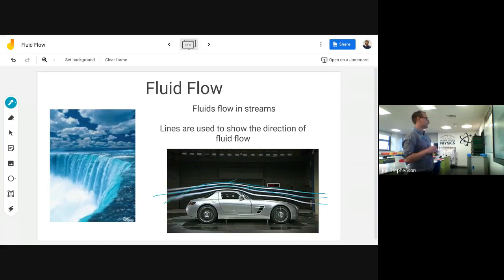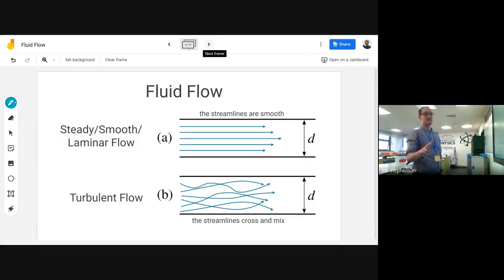Cool. So we can see these streamlines, and we should be comfortable with the idea. You can do the same here. So you've got the water flowing over this waterfall, and you can see that they're moving, generally speaking, in straight lines. Okay. So lines are used to show the direction of fluid flow. That's key. We've understood that idea, hopefully. And then what we need to be comfortable with is there are 2 types of fluid flow.